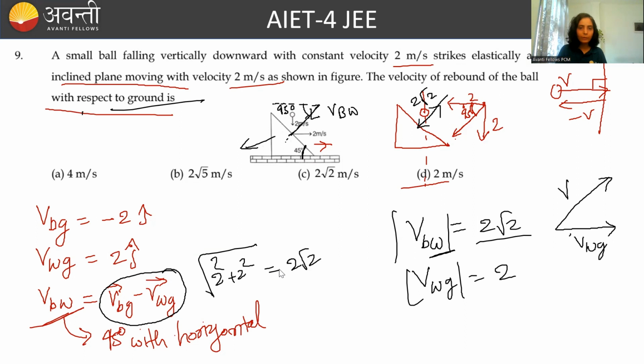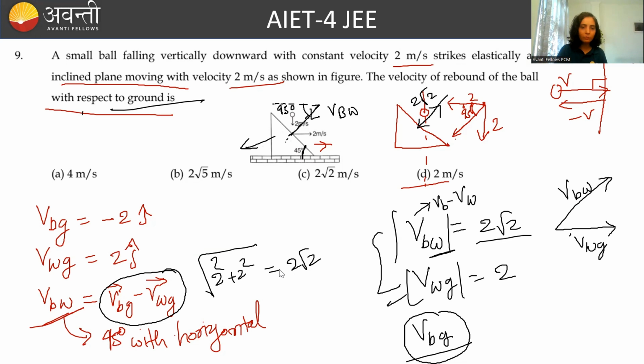We have to calculate VBG after rebound. Okay? So after rebound, how will we get this? If you add these two, because VBW means VB minus VW, and VWG means VW minus VG. If we add these two, we will get VB minus VG. So you add both of these. The angle is 45. What is its magnitude? 2 root 2. What is the magnitude of this one? 2. Add them.